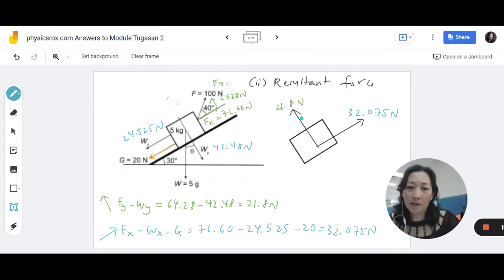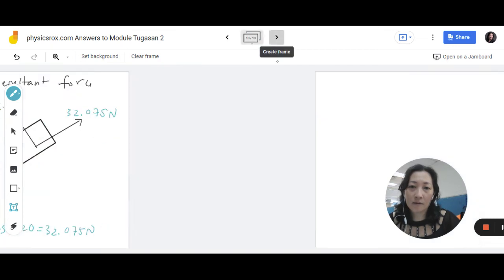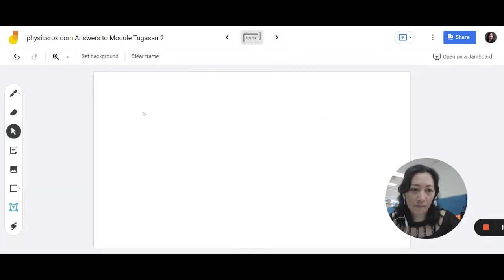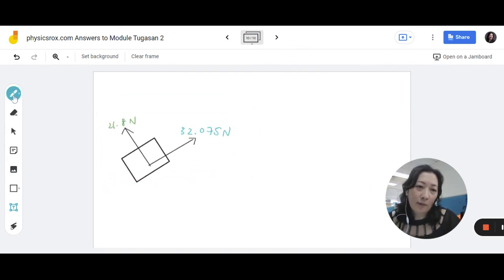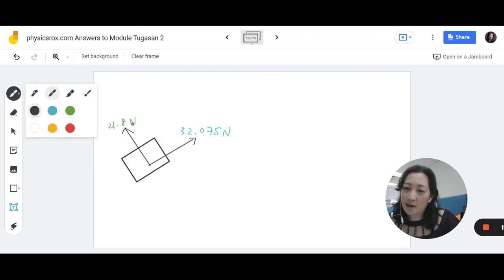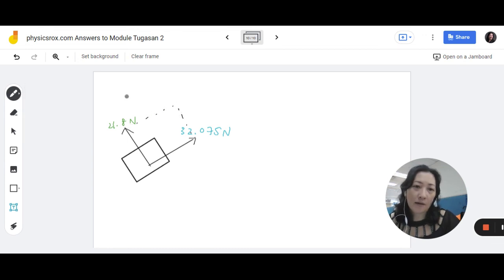So the resultant force would be in between. Let me transfer this to the next slide. I don't redraw, so I've just copied and pasted. So if you want to solve it, you can use the triangle method or the parallelogram method, as we learned in the earlier topic of 1.1. Your resultant force would be here.